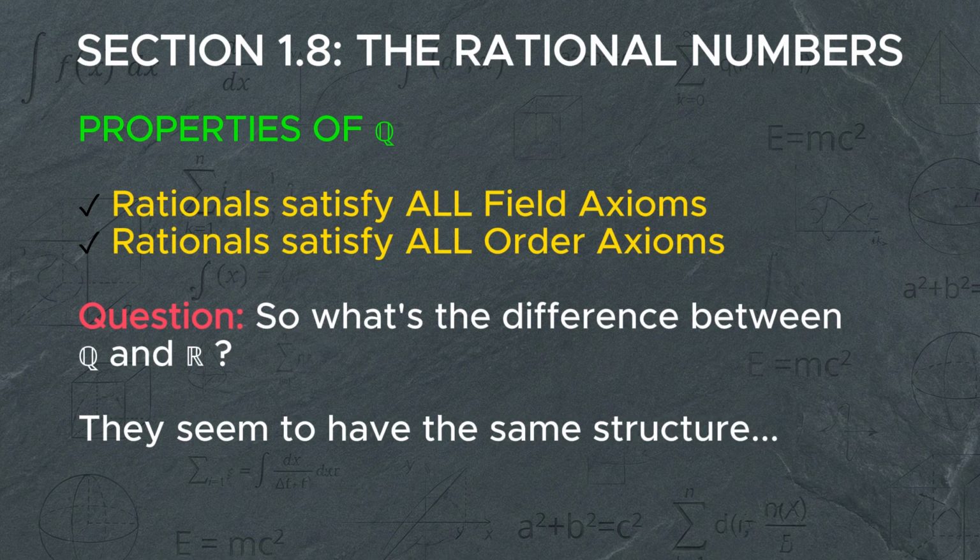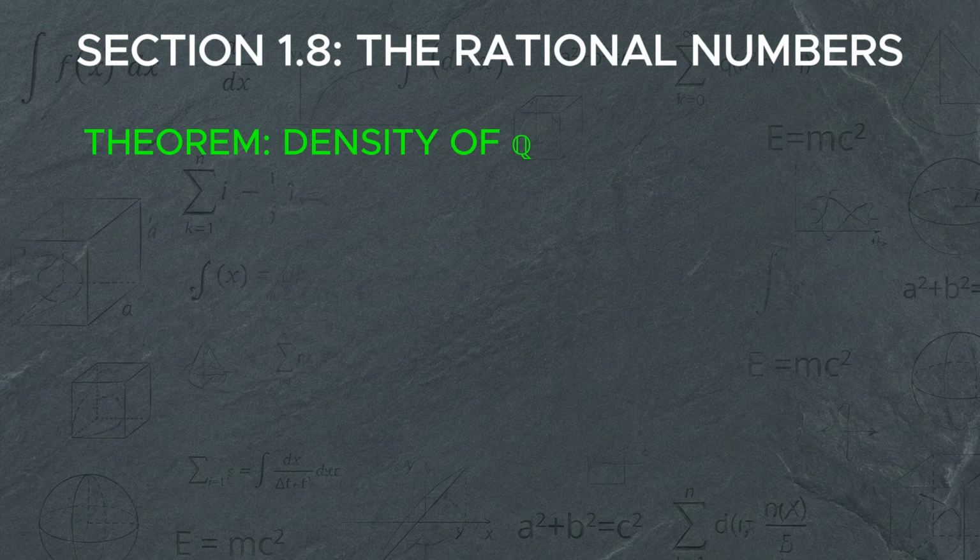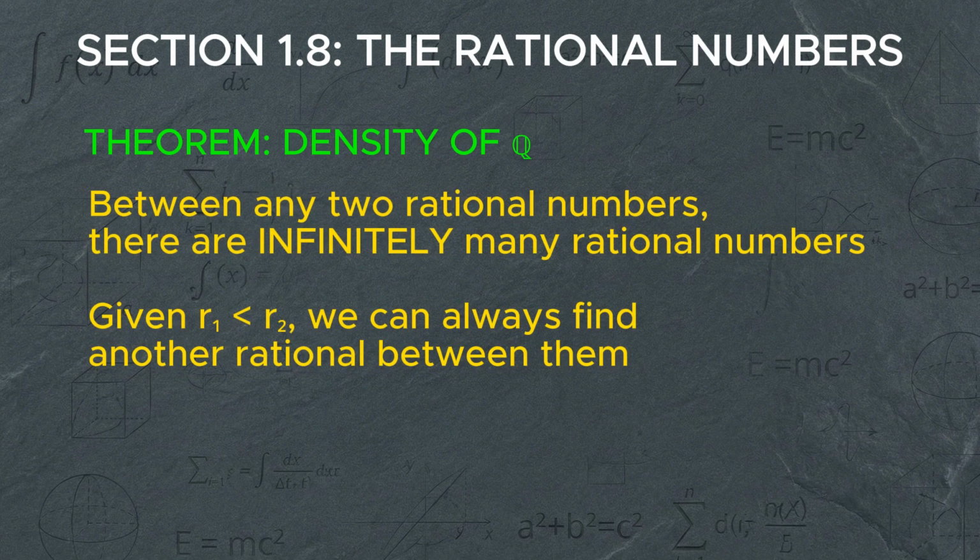So here's a natural question. What's the difference between the rationals and the reals? They seem to have the same algebraic and ordering structure. Are they essentially the same thing? The rationals have a special property called density. Apostol notes that between any two rational numbers, there are infinitely many rational numbers. No matter how close together you pick two fractions, you can always find another fraction squeezed in between them.